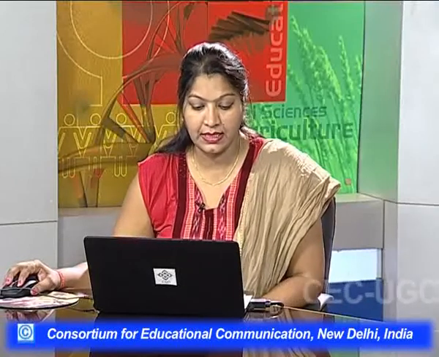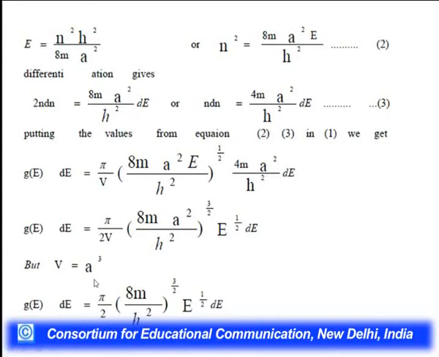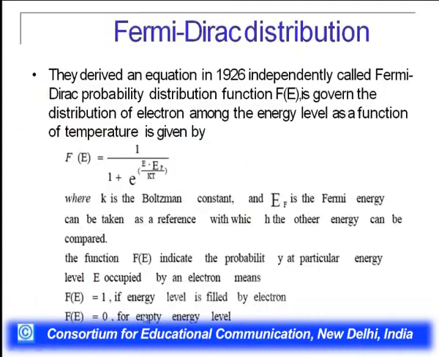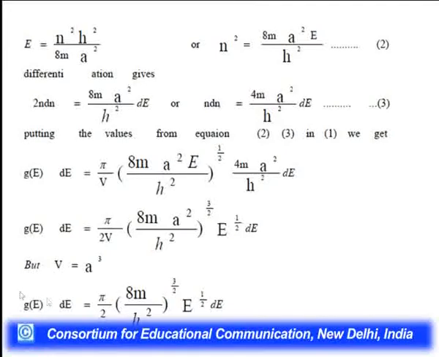By solving this, we will get V is equal to A cube. The volume we will take for this state will be A cube, so G(E) dE is equal to pi by 2 (8m by h square) to the power 3 by 2, E to the power 1 by 2 dE. That defines the density of states, which depends upon the energy of the electrons. Here we see that the density of states also depends upon m and also upon the energy E.